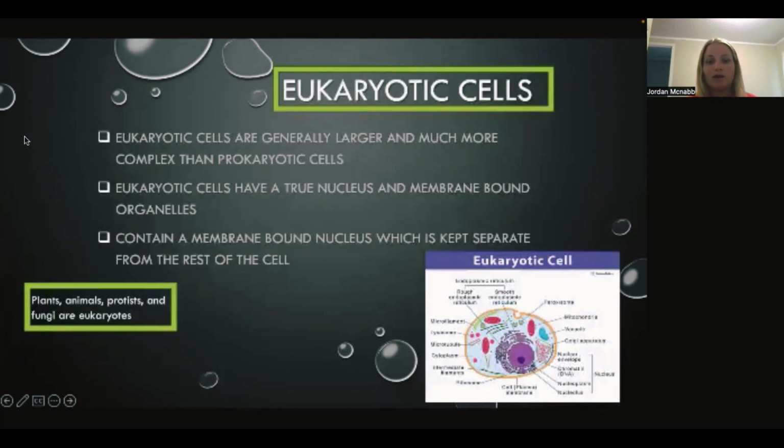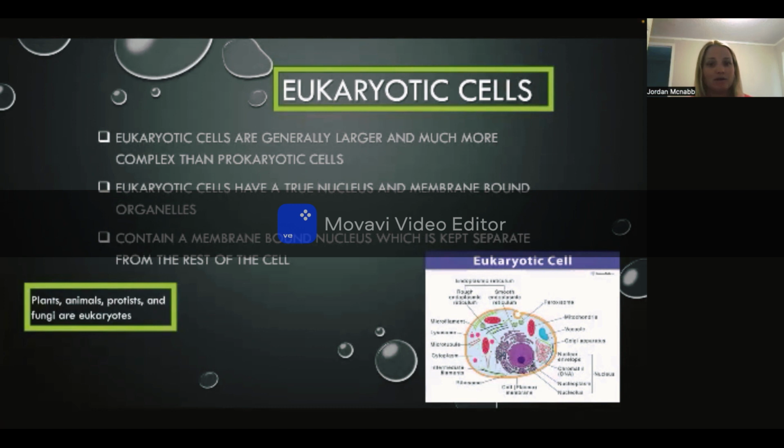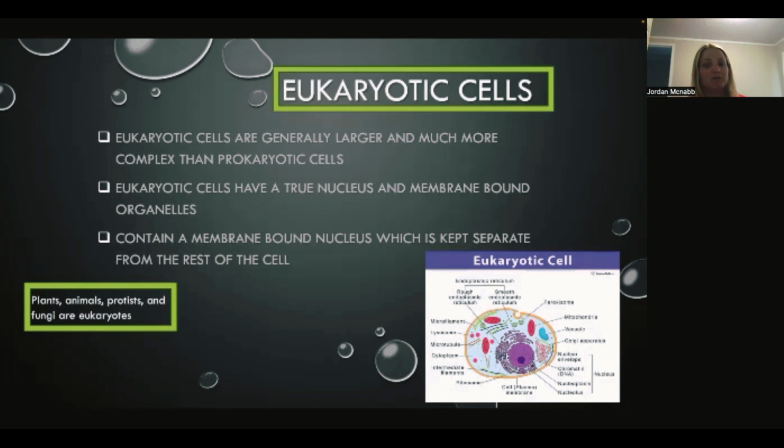Moving on to eukaryotic cells. Eukaryotic cells are generally larger and much more complex than prokaryotic cells. Eukaryotic cells have a true nucleus and membrane-bound organelles. They also contain a membrane-bound nucleus, which is kept separate from the rest of the cell.